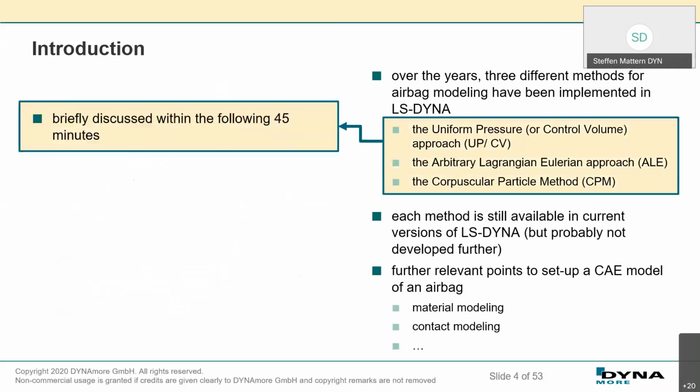Besides the method for the simulation of the inflation, of course, there is more one has to know in order to build a CAE model for an airbag, such as material modeling, contact formulations, and so on. In the following, let's say 45 minutes, probably 1 hour, we will briefly discuss the 3 different approaches. We will have a look at some theory and very briefly at the most important keywords. Here, I will focus on some of the important parameters, while I will skip some of the others. You will find more details in the keyword manual if you are interested.